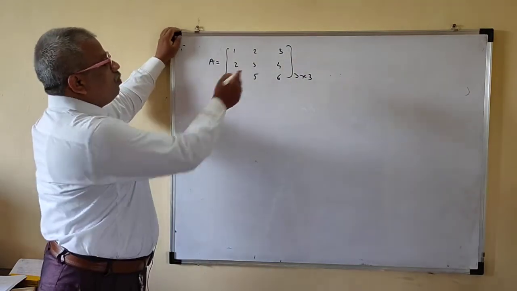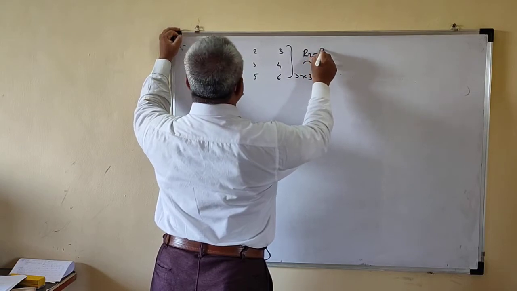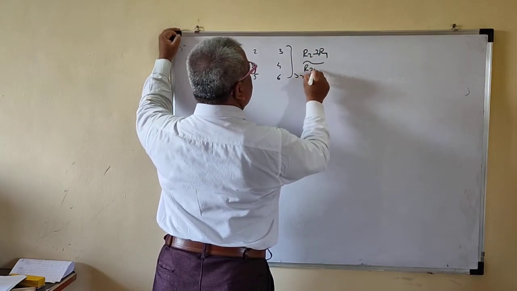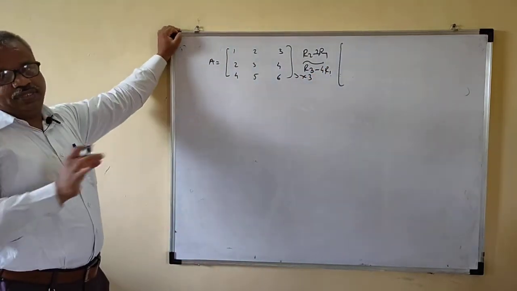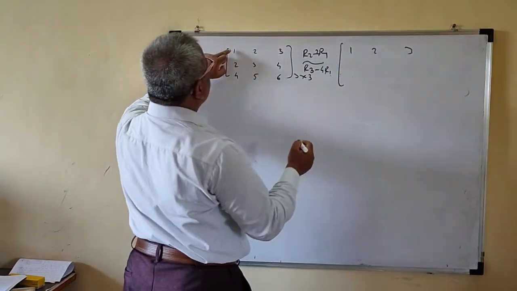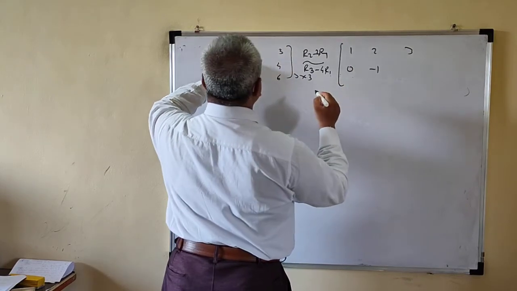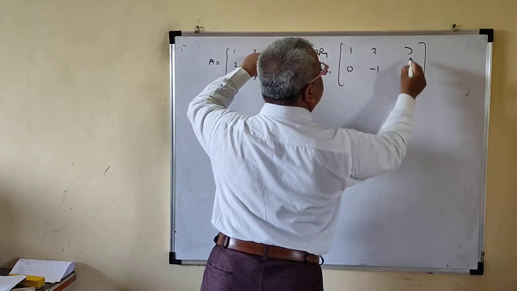So what we'll do? We'll do only one operation here: R2 minus 2R1 and R3 minus 4R1. We'll do this operation and we can judge from it. You just have to do this calculation. Multiply by minus 2, this is 0. Minus 2, so this is minus 4 plus 3. Minus 6 plus 4, so this is 2.